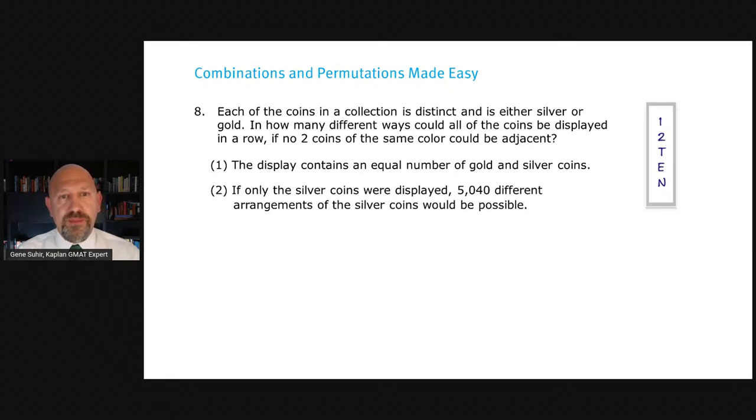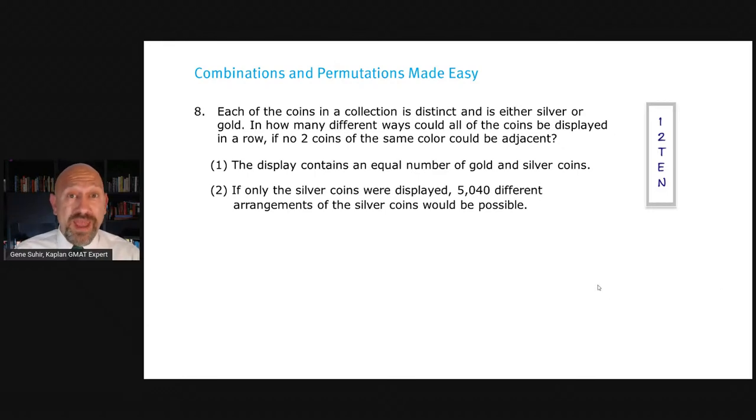Notice the language here about how many ways could they be displayed in a row. That tells us that the order is going to matter. It's not going to be a combination. So we have a number of answers down below. The right answer here is T for together, that individually the statements were insufficient, but collectively they are sufficient. If you missed it, mistakes are the portals to discovery, hashtag James Joyce.